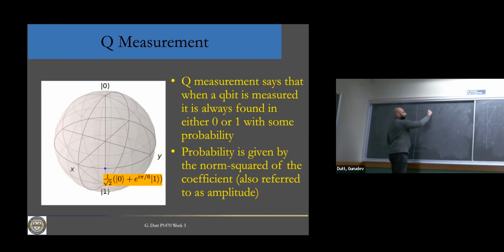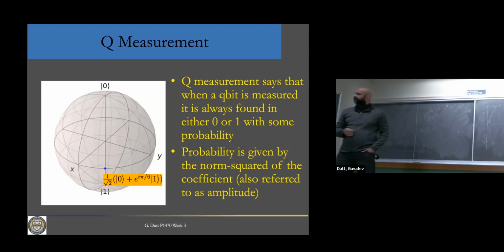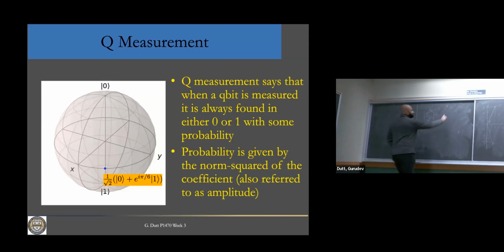So e to the I pi over 6 divided by square root of 2. But I'm just going to say any e to the I theta. This is the general form of that coefficient in front of 1. But I'll just do this one first. So the norm squared of this, well, if I'm given a complex number z, how do I find its norm squared? Any general complex number. Yes. Multiply by the complex conjugate of z. Excellent. So I take z and I multiply it by its conjugate. That gives me the norm squared.